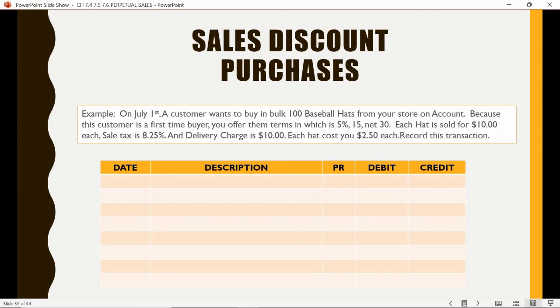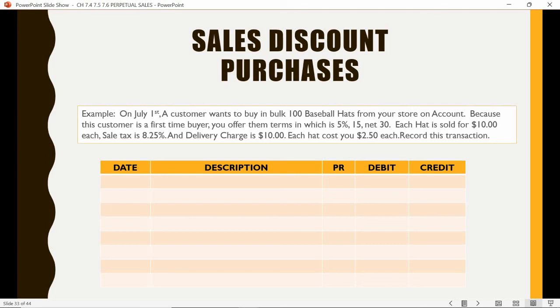Because they're a first-time customer, you offer them an opportunity to take advantage of a discount, but it's a condition. You offer them terms of 5% if they pay you within 15 days. If not, then the entire bill is due in 30. Each hat costs $10 each, and sales tax is 8.25%.